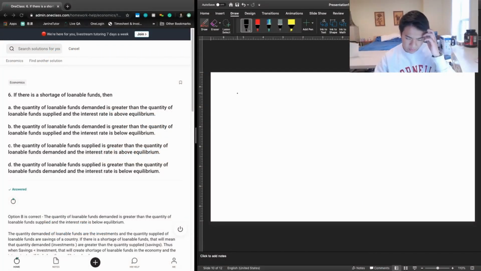It's hard to understand at first, but it really isn't. It's just another supply and demand model. And so this supply and demand model really shows us the relationship between the quantity of loanable funds being traded and the real interest rate. And so let's take a look here.